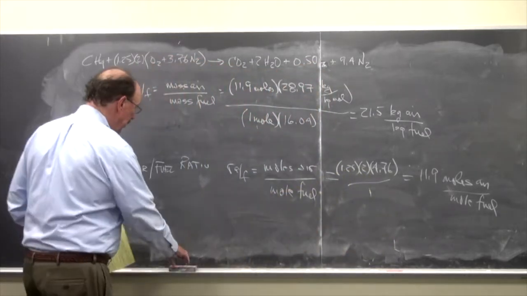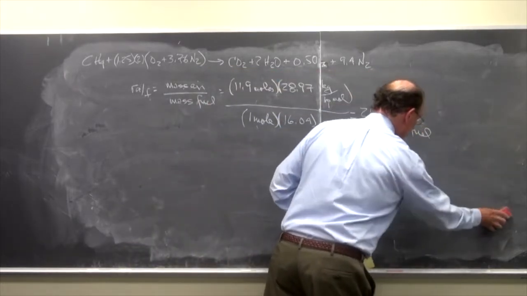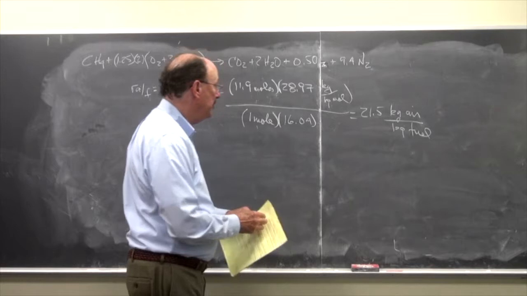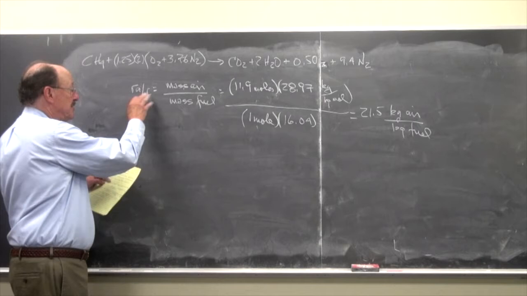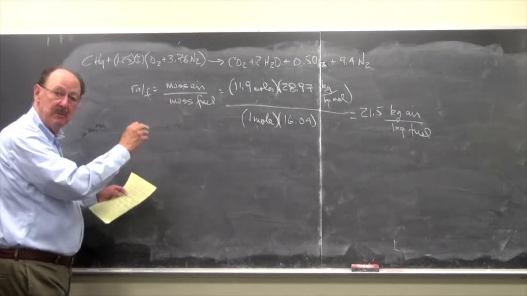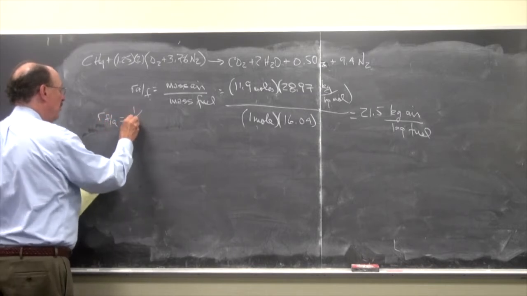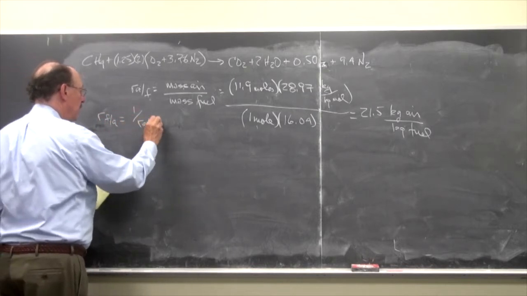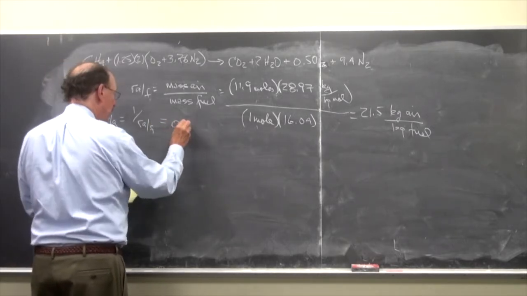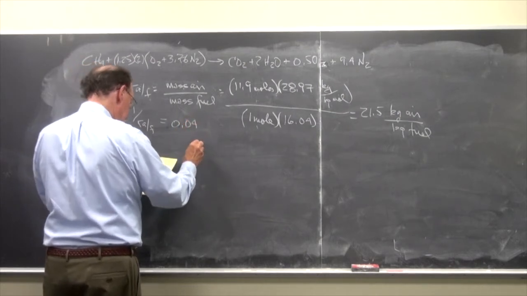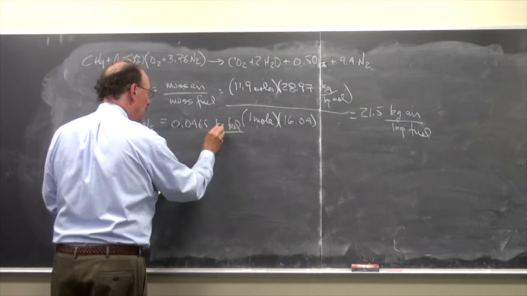And so we're interested in that, and so very often we'll find this. And what we can do as well is that we're interested in the fuel-air ratio. This is the air-fuel ratio. Sometimes we want to know the fuel that we're using. So RFA is equal to 1 over RAF. So in this case, it's 1 over 21.5, so it's 0.0465 kilograms of fuel per kilogram of air.